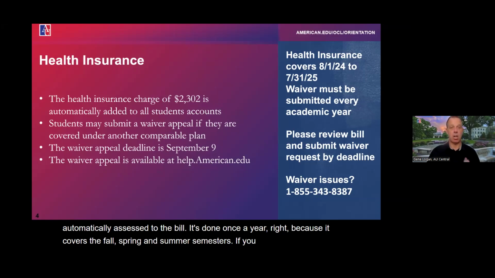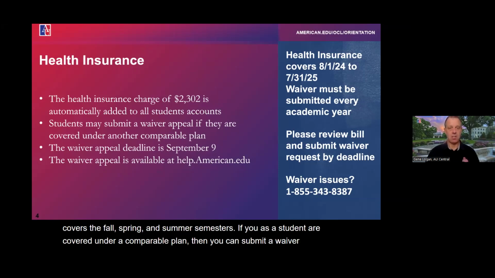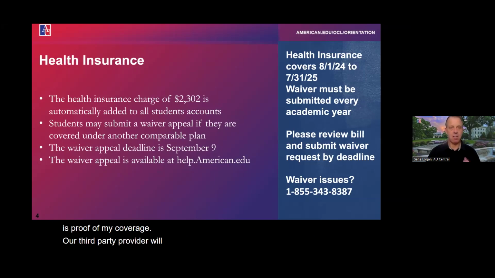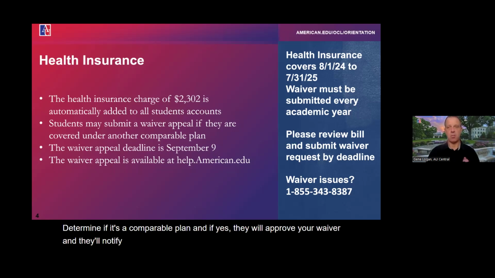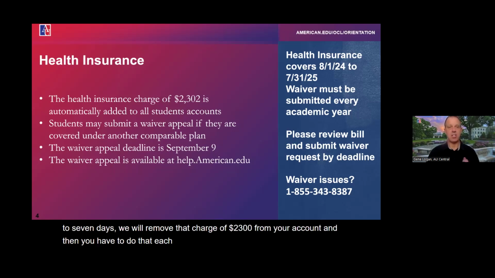If you as a student are covered under a comparable plan, then you can submit a waiver appeal, which is, here is proof of my coverage. Our third-party provider will review your appeal, determine if it's a comparable plan, and if yes, they will approve your waiver. And they'll notify you, they'll notify the school. Once we are notified within 5 to 7 days, we will remove that charge of $2,300 from your account. And then you have to do that each year, submit each summer proof of your insurance, right?